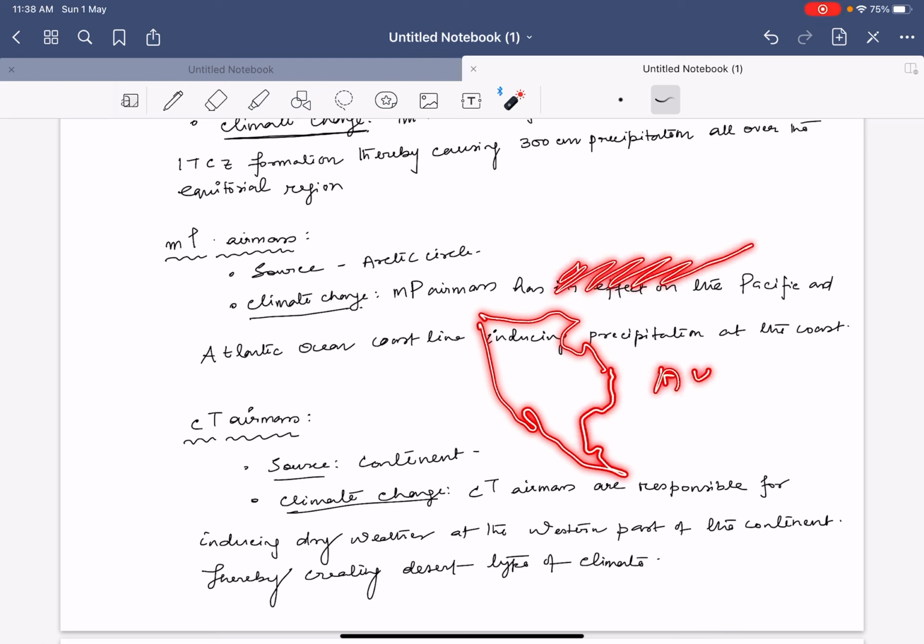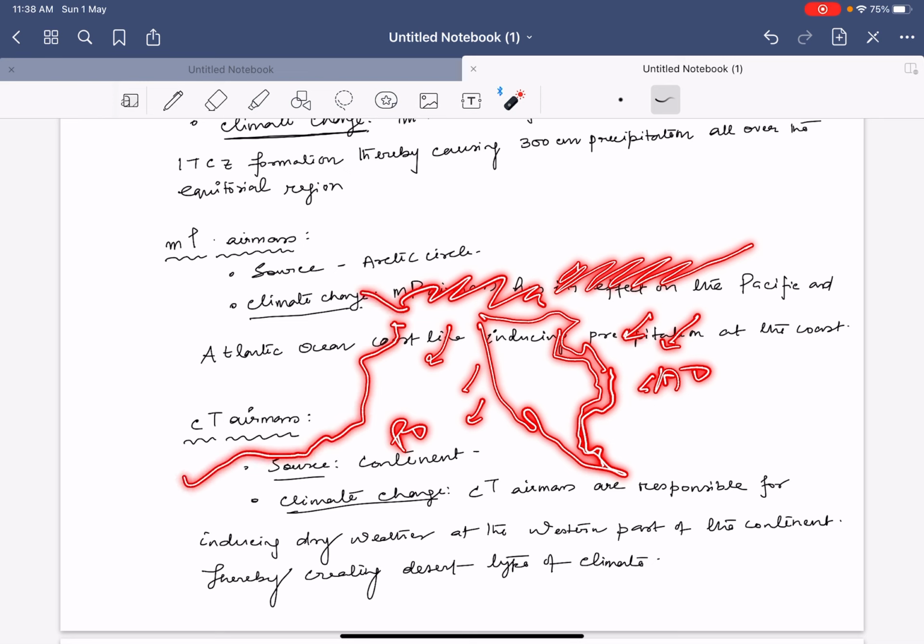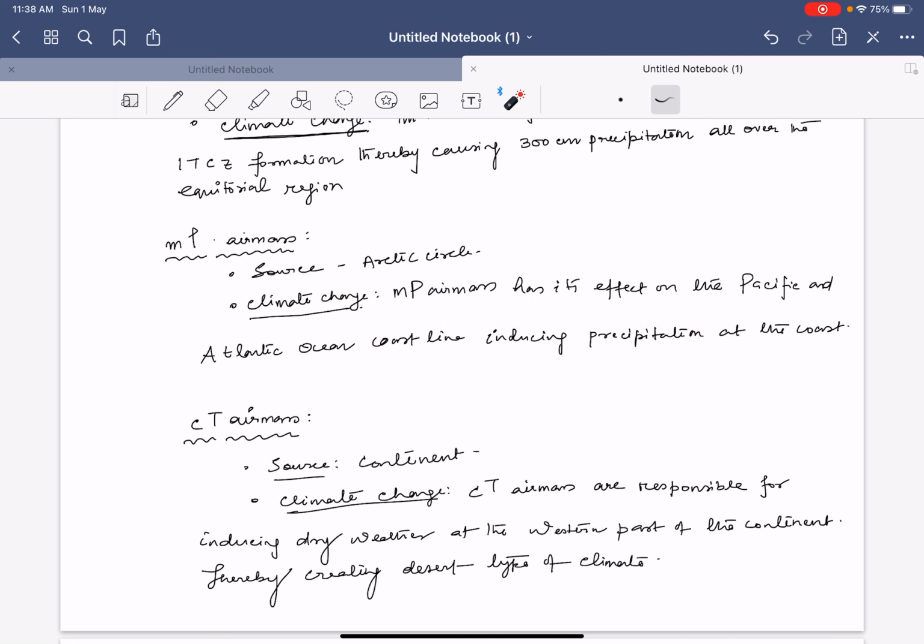This is your Atlantic Ocean, this is your Pacific Ocean, and the maritime air mass, what they will actually do is that they actually affect the coastlines on the northern Atlantic Ocean as well as the Pacific Ocean coastlines. That is, they provide rain over here, they create fog in this area, and many more.